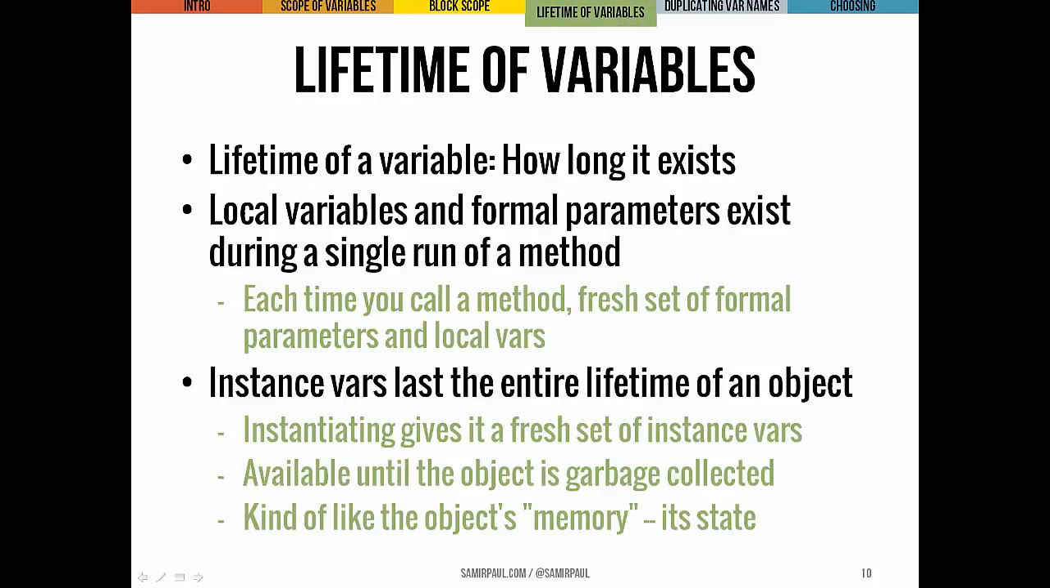That leads quite nicely to the idea of the lifetime of a variable, which is really just our way of saying how long does this variable exist. Local variables and formal parameters in a method only exist during that single run of the method. So every time you call a method, we get a fresh set of those parameters and a fresh set of those variables. Instance variables, on the other hand, are persistent. They last the entire lifetime of an object. So whenever we instantiate a new object, that's when it gets a fresh set of the instance variables. And those instance variables are available every time we call a method. They're sort of the object's memory. Finally, when a particular object gets garbage collected, it's no longer being used, that too is when those instance variables will get wiped.